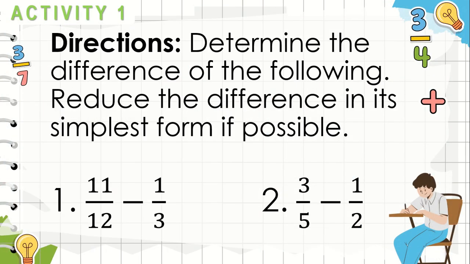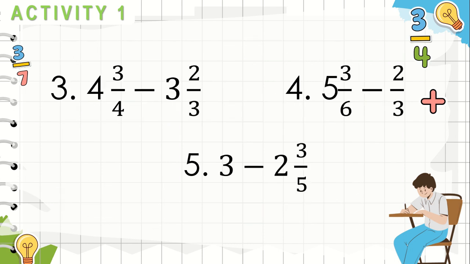For your activity, determine the difference of the following. Reduce the differences in its simplest form if possible. Number 1, 11/12 minus 1/3. Number 2, 3/5 minus 1/2. Number 3, 4 3/4 minus 3 2/3.